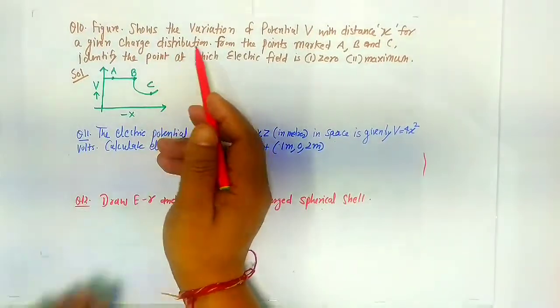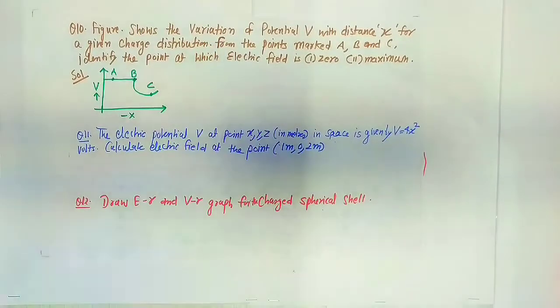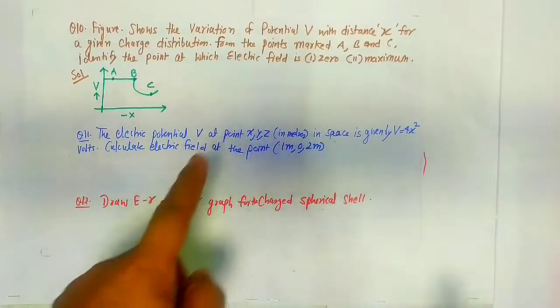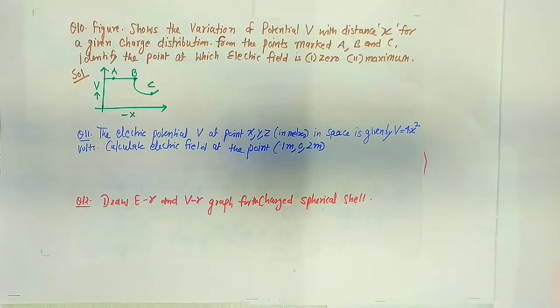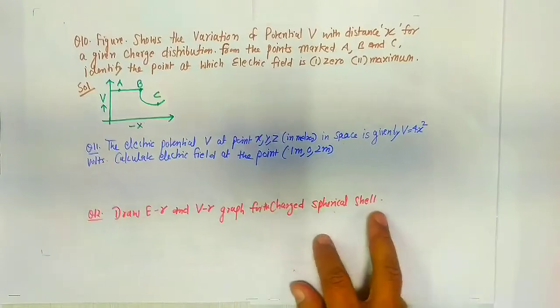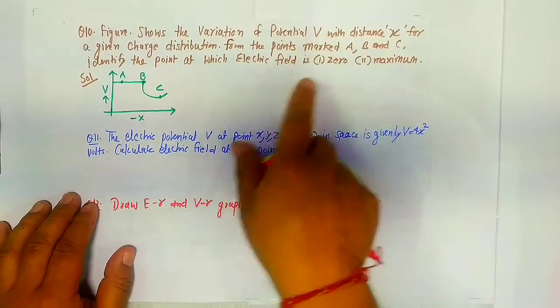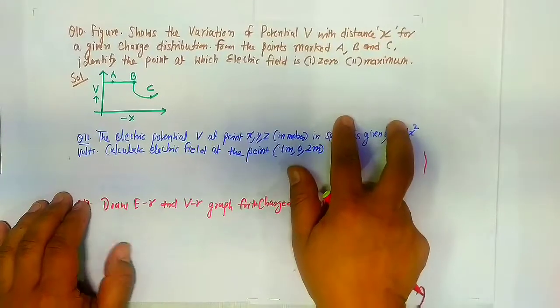Now this figure shows the variation of potential V with the distance x for a given charge distribution from the points marked A, B, C. Identify the point at which the electric field will be 0, and the electric field marked 0 and maximum. I think 0 you know.